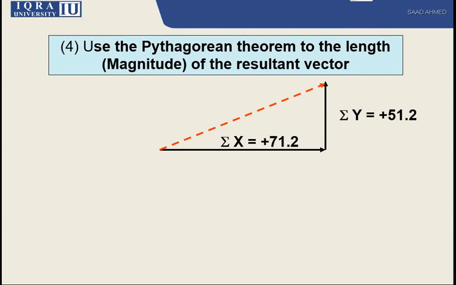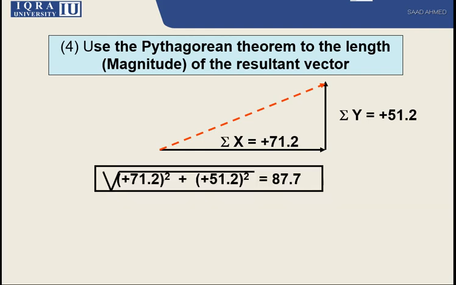Now finally use the Pythagoras theorem to find the length, that is the magnitude of the resultant vector, and you know that the formula is root of Ax square plus Ay square, and the resultant is 87.7, that is the magnitude.